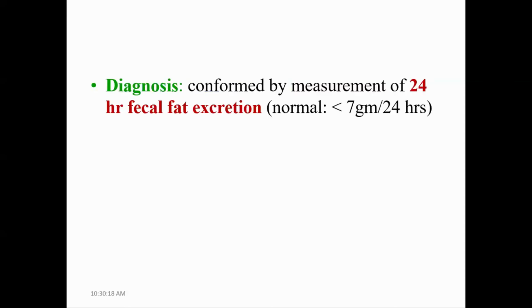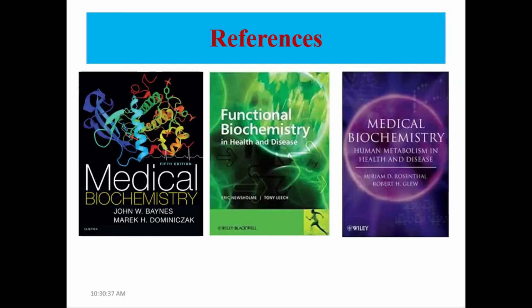Now this is how steatorrhea is diagnosed. For the confirmation of steatorrhea, generally 24-hour fecal fat excretion is measured. The normal excretion of fat in 24 hours is less than 7 grams. If the fat present in the stool is more than 7 grams per day, then it is diagnosed as steatorrhea.